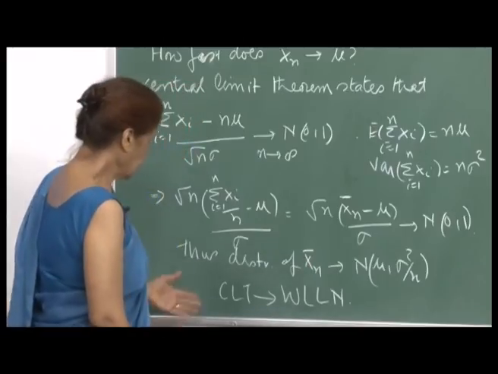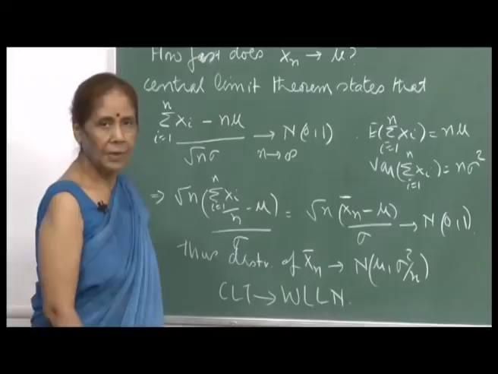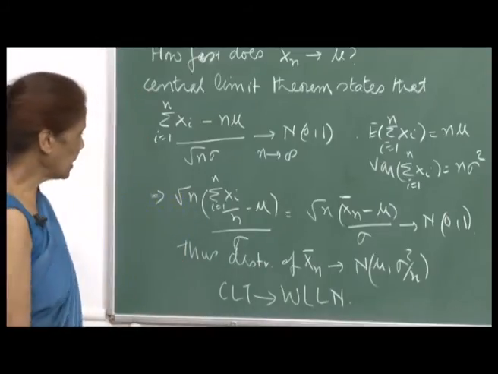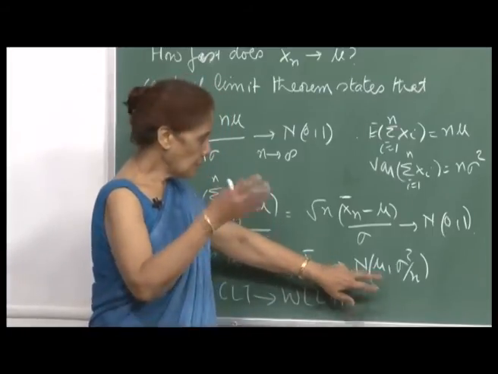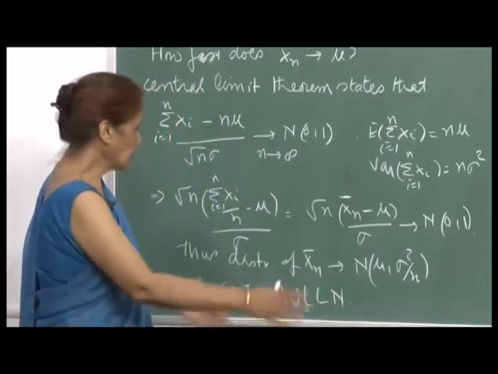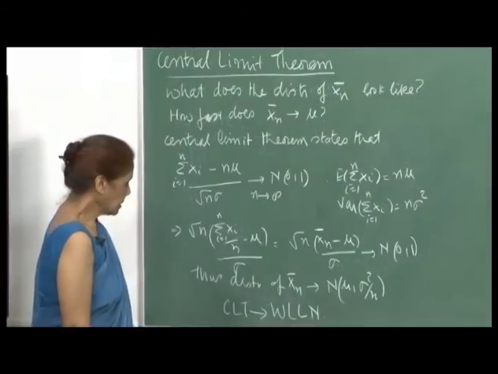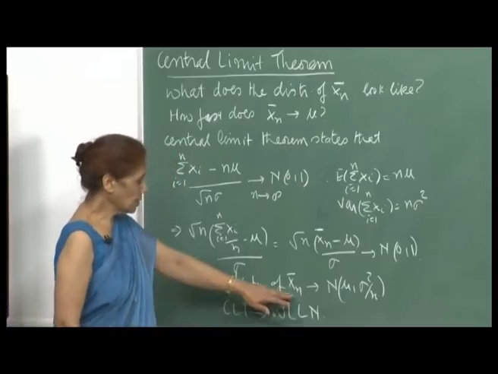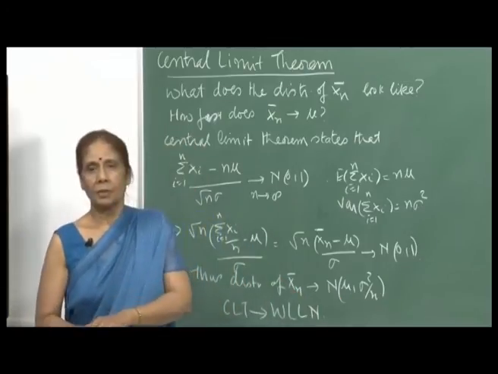And so, the CLT, the central limit theorem, implies the weak law of large numbers, because the weak law of large numbers only said that in probability x n bar will converge to mu. The probability of mod x n bar minus mu will converge to 0. But here it is saying that in distribution, x n bar will converge to standard normal.